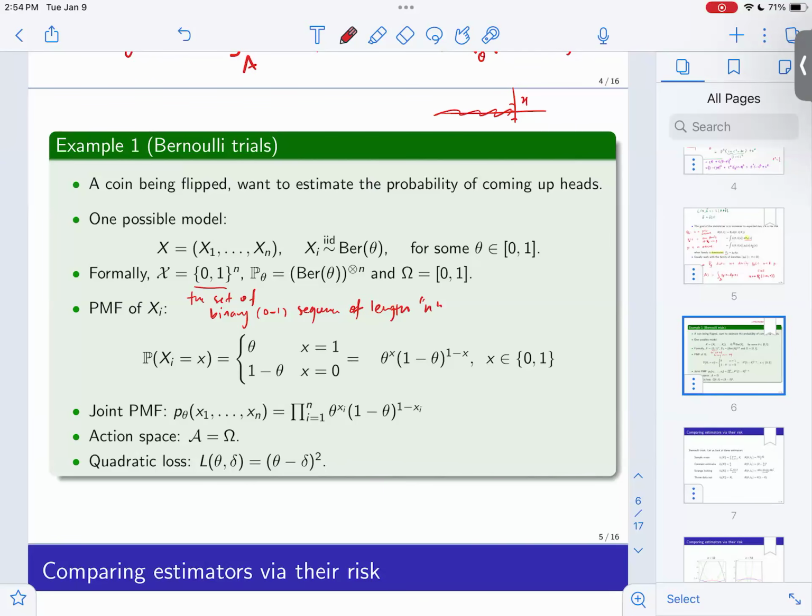And because I'm assuming these are IID, I'm specifying the distribution. So Bernoulli theta specifies the marginal distributions, but because they're independent, it defines a whole joint distribution. Okay, which in the language of measure theory is probably this product measure.